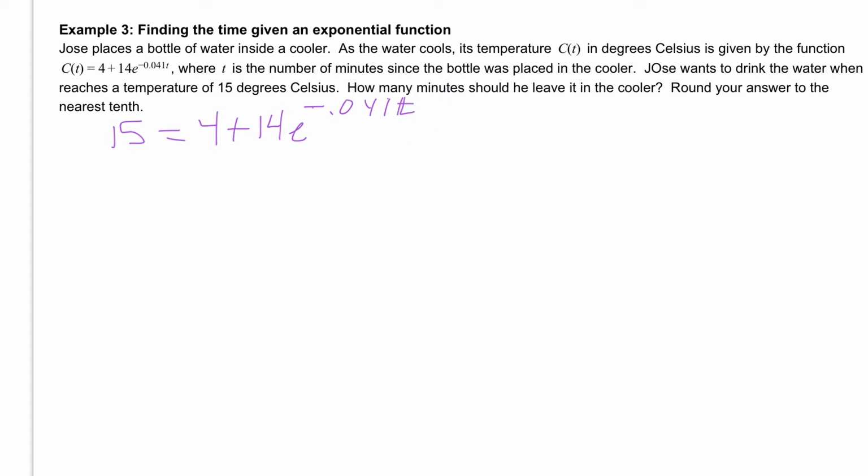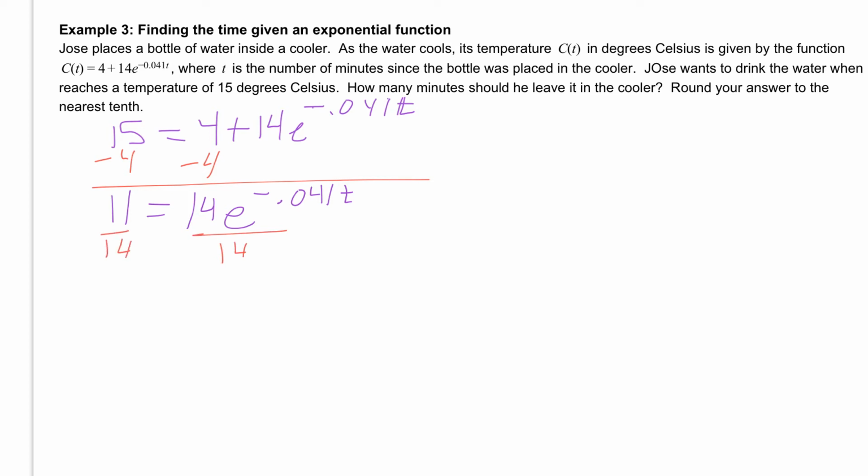To solve for this, we have to get our base with its exponent by itself, which means we have to get this e to the power by itself, meaning we need to get rid of the 14 and the 4. First thing we can do is subtract the 4 from both sides. When we do that, we get 11 equal to 14 e to the negative 0.041 times t. Then we can divide both sides by 14. And we get 11 over 14 equal to e to the negative 0.041 times t.